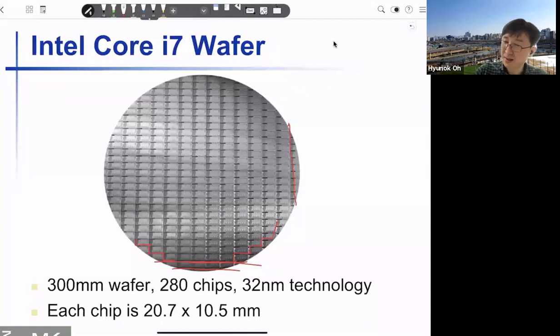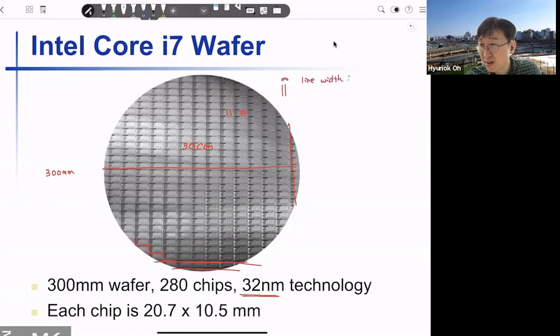In this case, the diameter is 300 millimeter, which is 30 centimeter. So one wafer size is a 30 centimeter diameter. And it is using the 32 nanotechnology. 32 nano means that there are lines, right? There's a pattern, and the line width is 32 nanometer. These days, modern technology from TSMC or Samsung supports 5 nanometer technology for making one line in the chip.